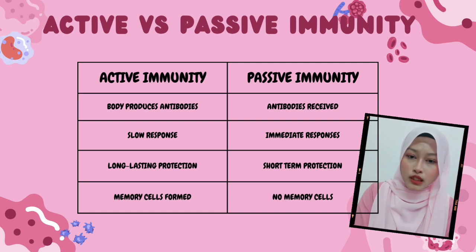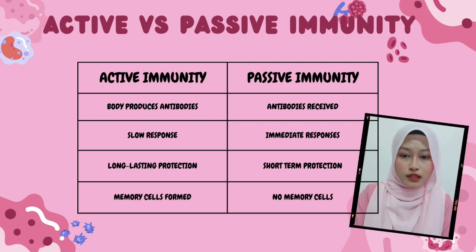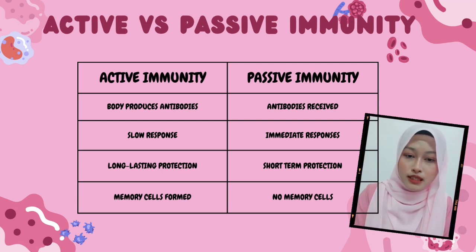Passive immunity is gained when antibodies are received from another source, such as from a mother to her baby through the placenta or breast milk, or through antibody injection. This type of immunity provides immediate protection, but it is short-term because the body does not produce memory cells.